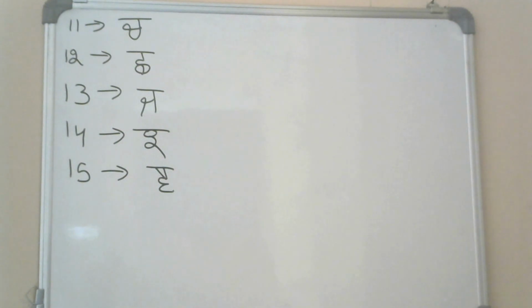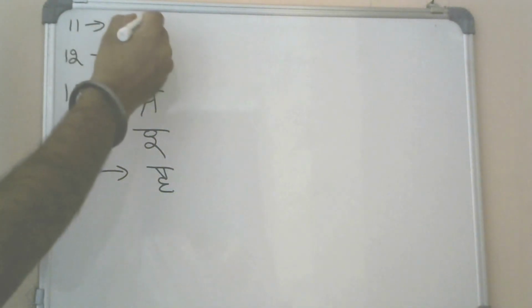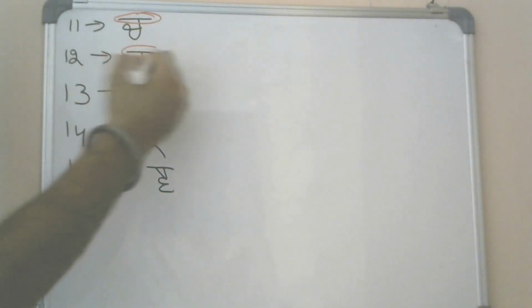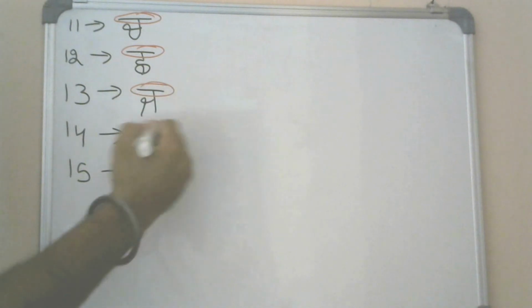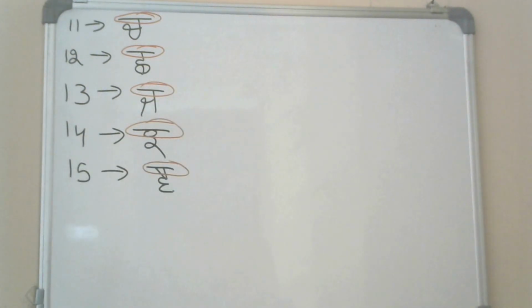If you look at all these letters, you will find a line. I have a line here, a line here, line here, line here. I have a line here. All the letters in the third row of Gurmukhi will have a line at the top of the letter. So this was the third lecture of Gurmukhi alphabets.